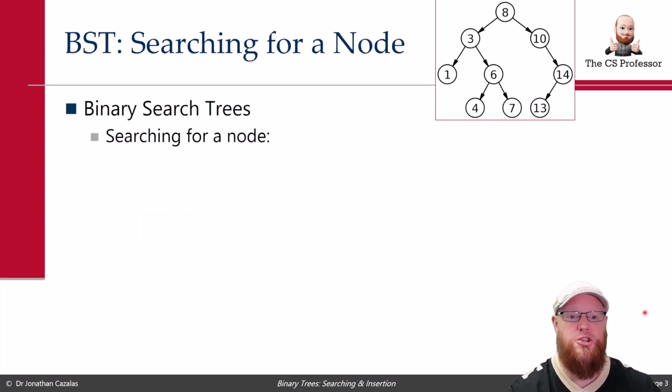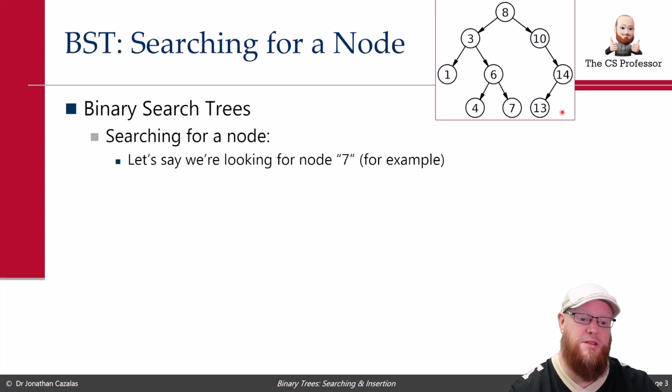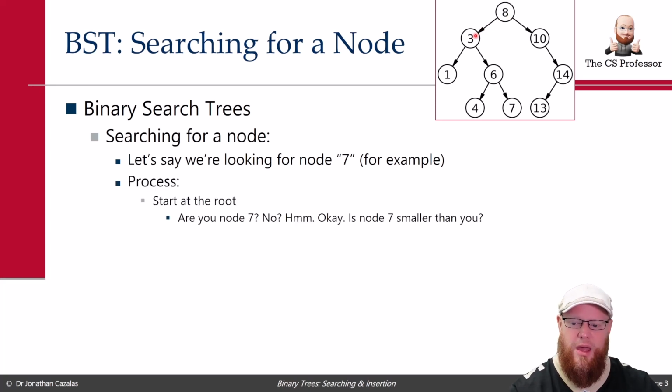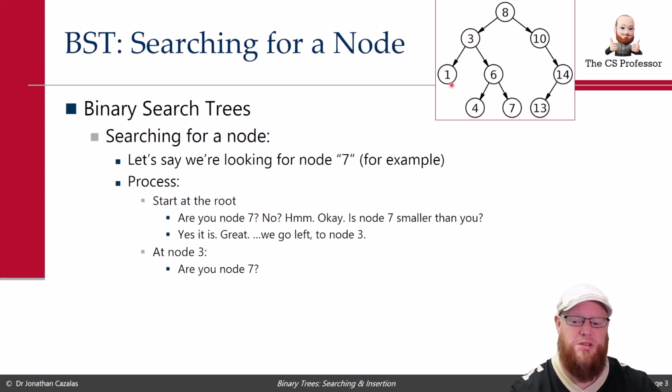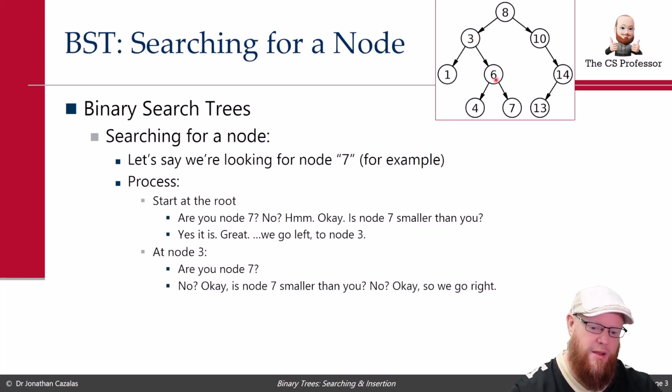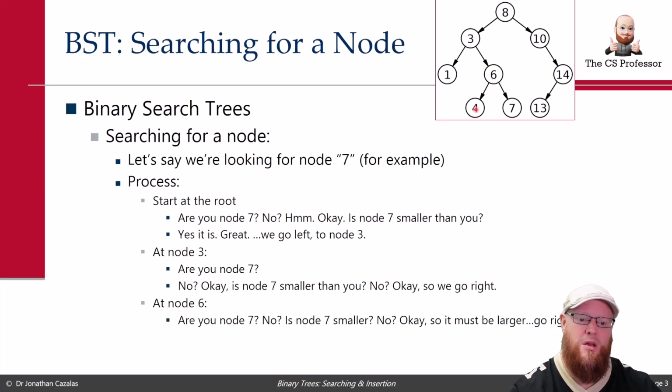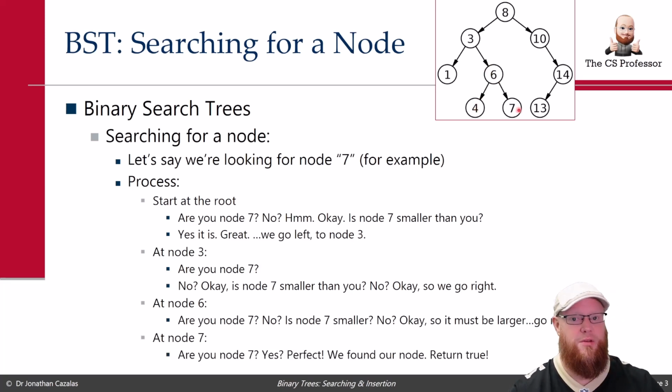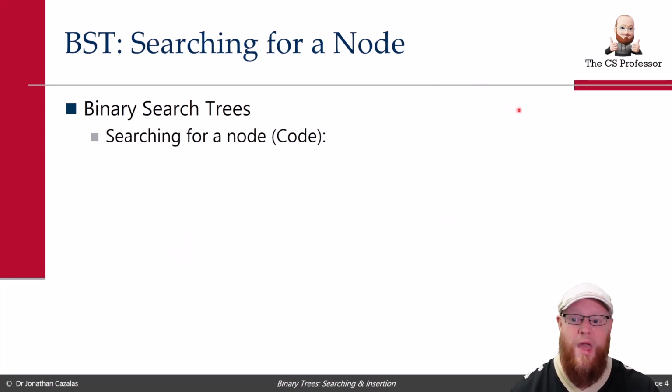So now let's show you how we search for a node. Let's look for 7. Hey, 8, are you 7? No. Is 7 smaller? Yes, it is smaller. So we go to the left. And now we say, okay, we're at this node 3. Are you 7? No, I'm not. Is 7 smaller? No. Okay, so we go to the right. And now we're at 6. Are you 7? No, I'm not. Is 7 smaller? No, it's not smaller. So we go to the right. And here we are at node 7. Are you 7? Yes, I'm 7. Nice to meet you. And they get really excited. We find the node and we return true. That's the process.